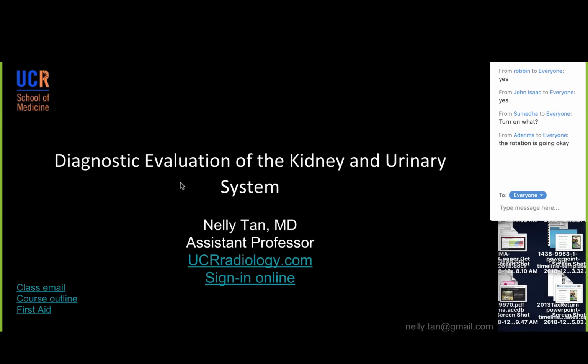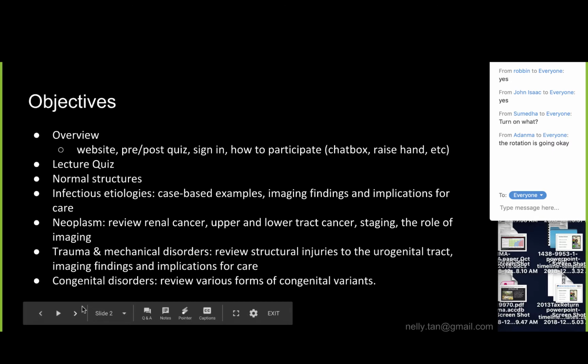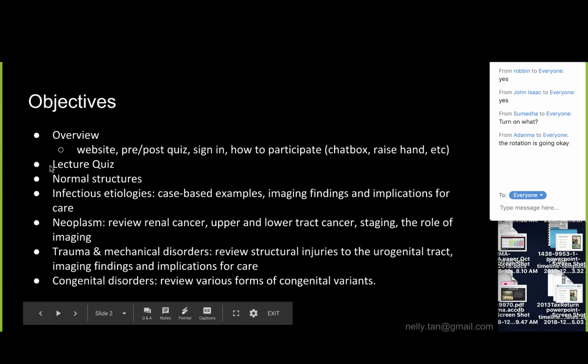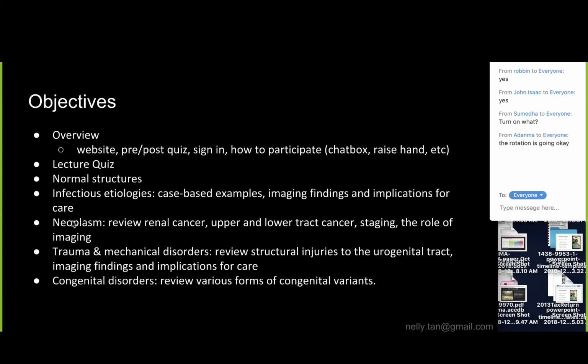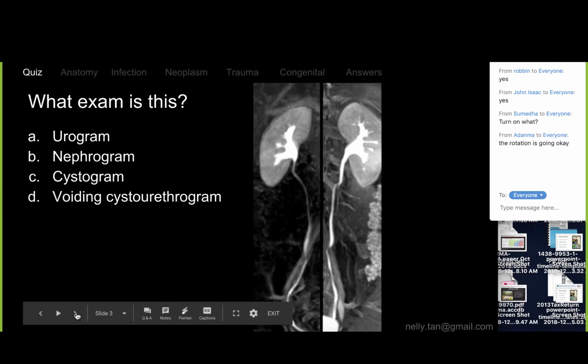So we're going to look at the diagnostic evaluation of the kidney and urinary system. This is based on the USMLE content list of things that students should know about urinaries and collecting system. So we're going to review normal structures, infections, trauma, and congenital disorders that are listed on the items that medical students should be exposed to.